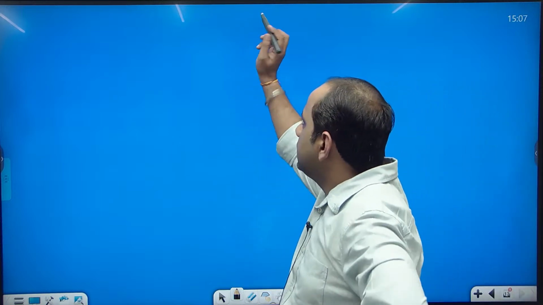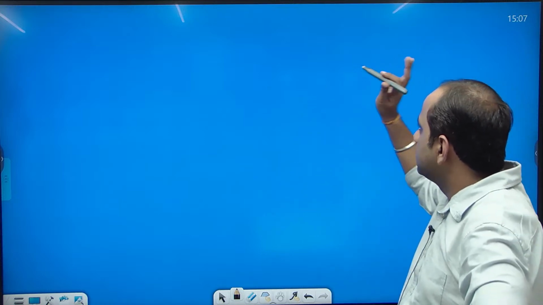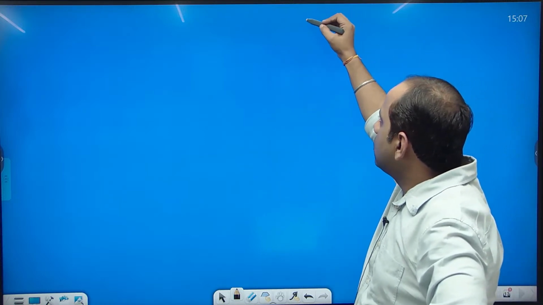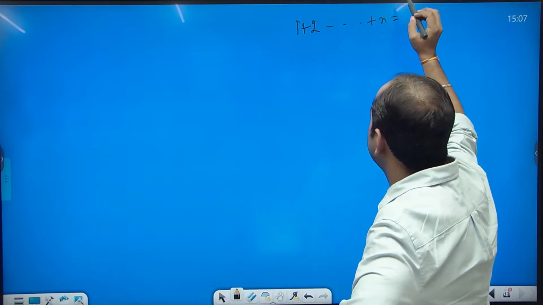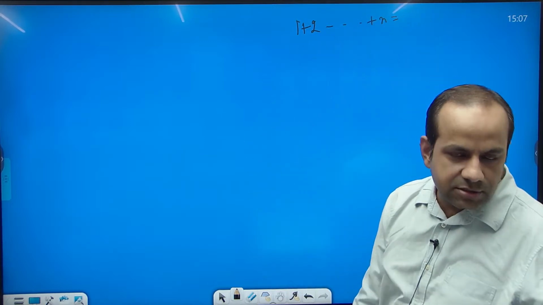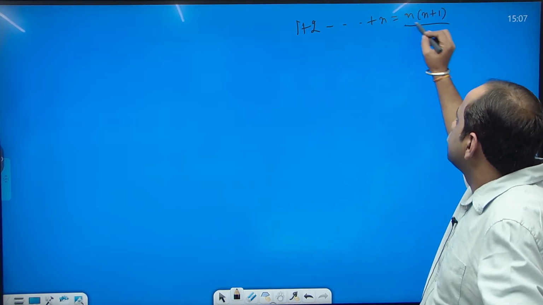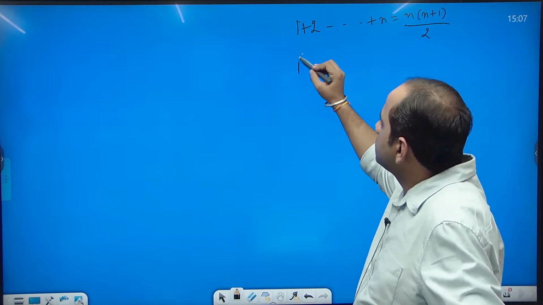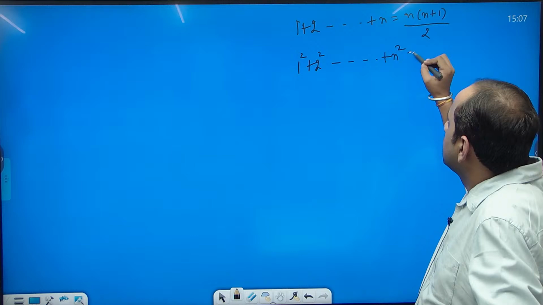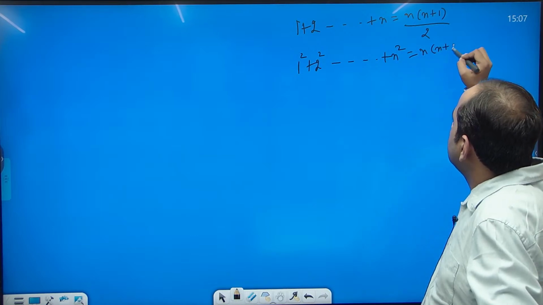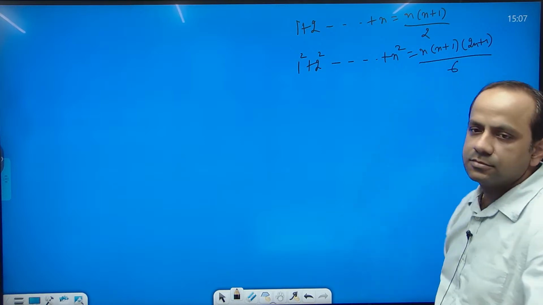First of all, for the students who have joined late, we have covered that the sum of all numbers from 1 to n is n into n plus 1 divided by 2. The sum of squares of all numbers is n into n plus 1 into 2n plus 1 by 6. Okay?